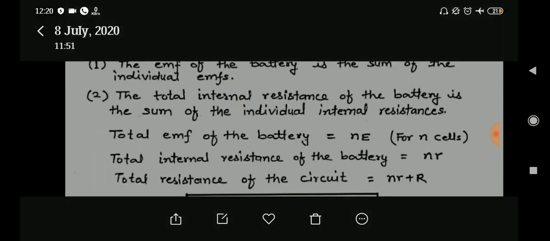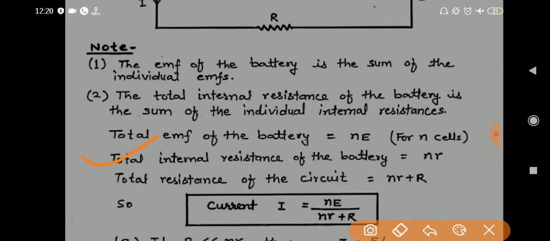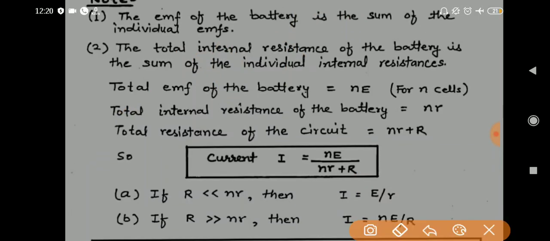Similarly, the total internal resistance of the battery is the number of cells times the internal resistance of each cell, that is r. Now the total internal resistance of the battery is Nr. Now we can find the total resistance of the circuit: Nr plus R, that is total internal resistance plus total external resistance.